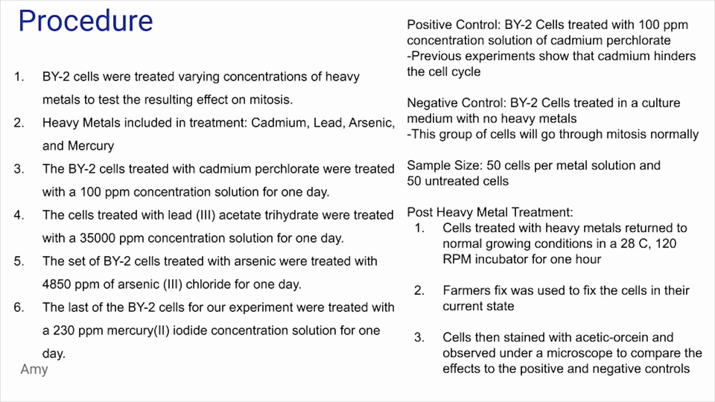BY-2 cells were also put into groups that were treated with culture media with lead ions only, arsenic ions only, and mercury ions only. These served as our experimental groups. Since we anticipate that BY-2 cells should grow normally in the absence of metal ions, BY-2 cells treated with only culture media were our negative control. All of the groups were left in culture media for 1 day and were stained as specified in the slide. Then the various groups were analyzed and compared by taking a sample size n equals 50 of each.